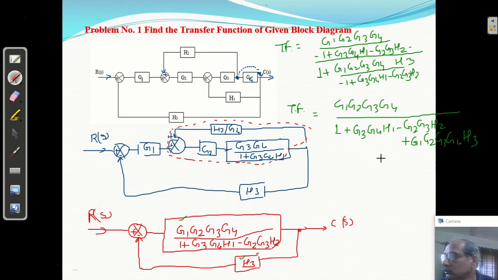So what is the final answer? G1, G2, G3, G4 upon 1 plus G3, G4, H1 minus G2, G3, H2. What happened? Here there was a plus, so 1 plus G3, G4, H1 minus this plus this. Okay, so that is your answer. Okay. So this is your final answer, we got it. So how to do it?